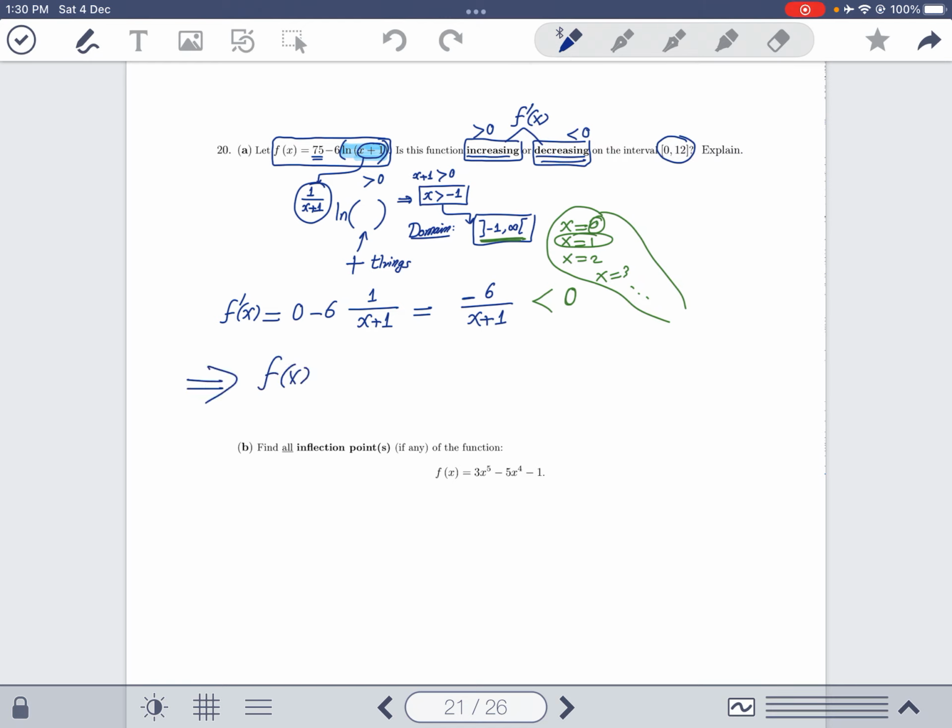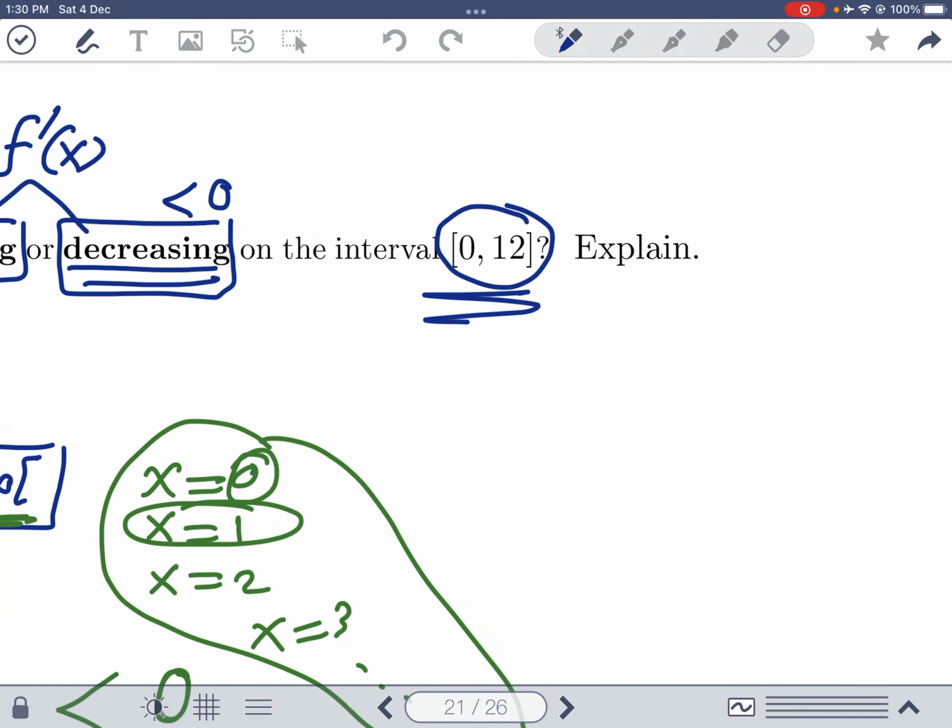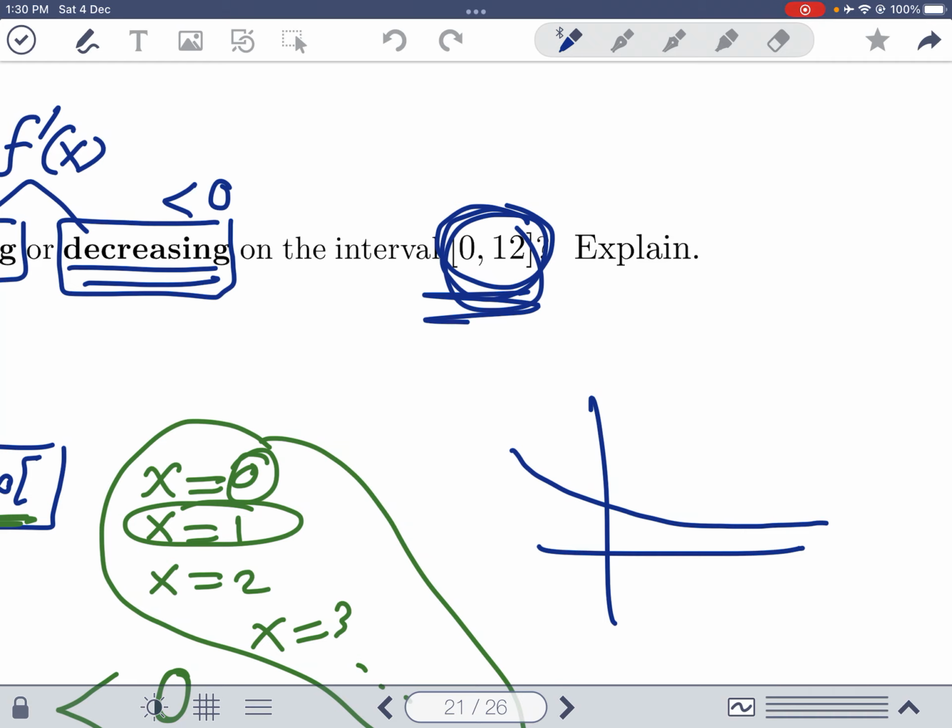And because it's always negative, it means that the function is always decreasing. So f of x is always decreasing. And of course, decreasing on all of R, and in particular on the interval 0 to 12. They're asking you specifically about the interval 0 to 12, but the thing is, this function is always decreasing. It's always coming down, you see? So there is nothing about it changing behavior. If it was changing from increasing to decreasing and then increasing back, for example, then you could study its behavior on a specific interval. But now you proved that it's always decreasing.